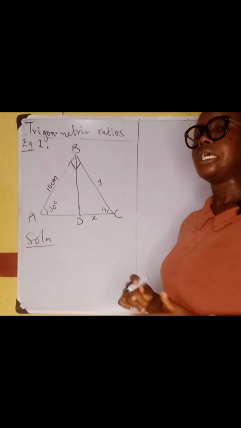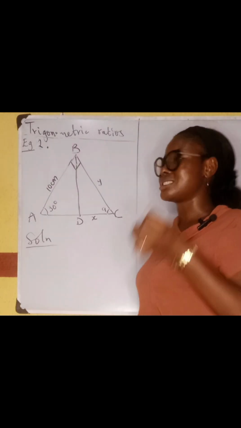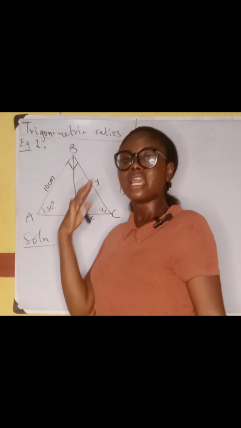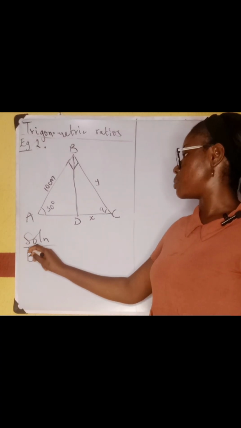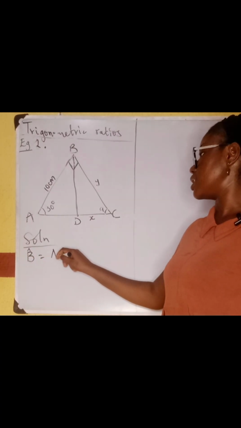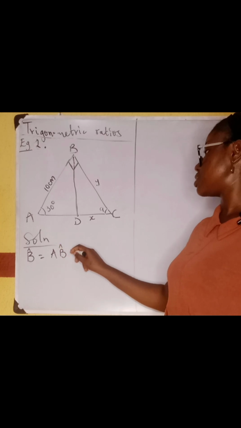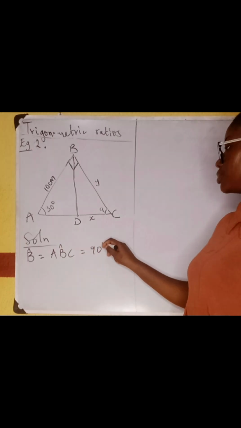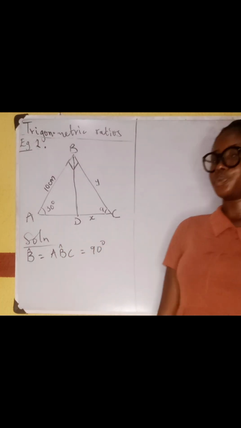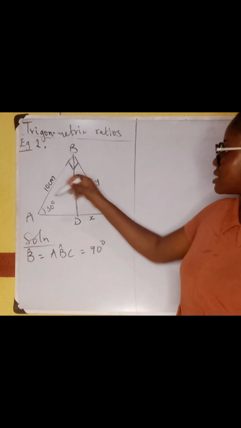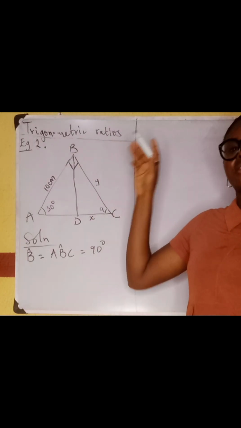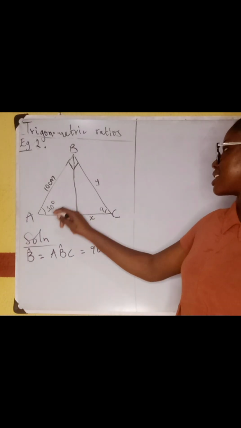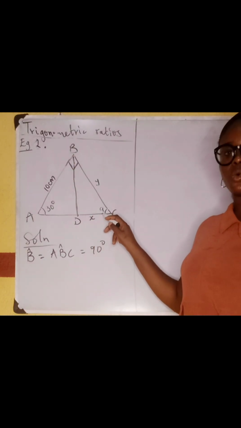Can we see that? That sign there is telling us that the angle at B, angle ABC, is a right angle. So we'll note that the angle at B, which is angle ABC, is equal to 90 degrees. That's the first thing we know. Another thing we know is that the sum of angles in a triangle is 180. So if here is 30 and here is 90, we already know what A is.